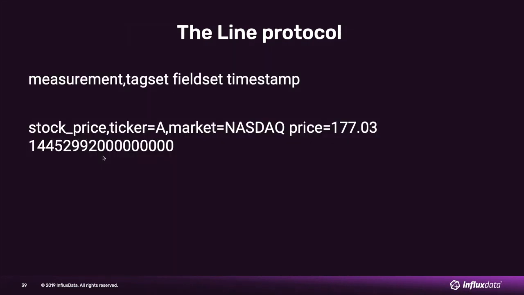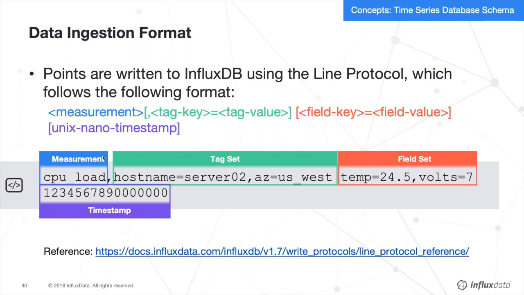In line protocol, we bring in all data and store it as measurement, comma, tag set, space, field set, space, timestamp. So again, we've got stock price, comma, ticker equals A, comma, market, NASDAQ, space, because we're going from that tag set to the field. We're putting in the price, space, and then we've got that timestamp. And this is how data is ingested into InfluxDB. Points are written using line protocol, which follows this format.